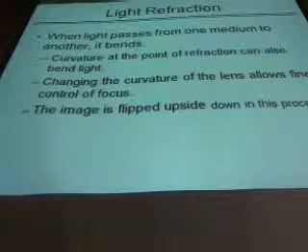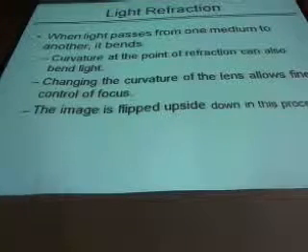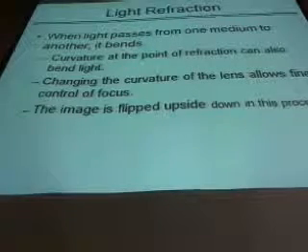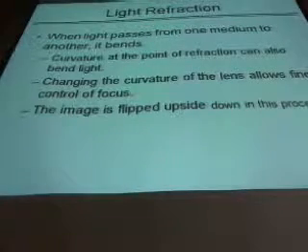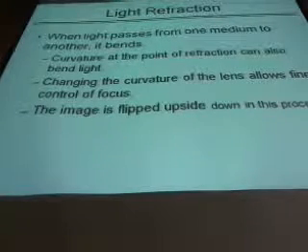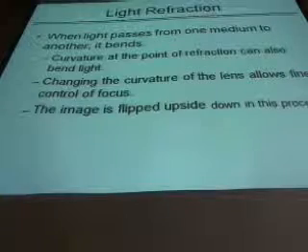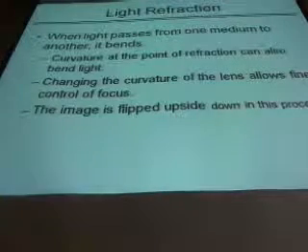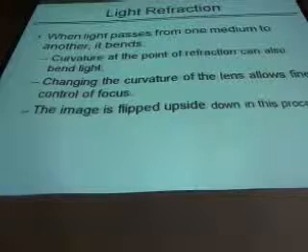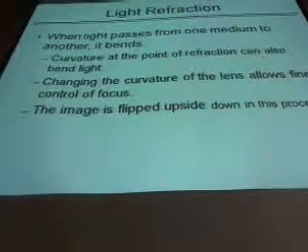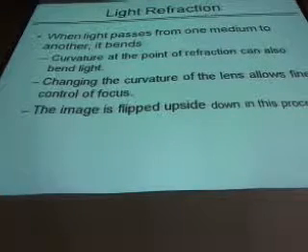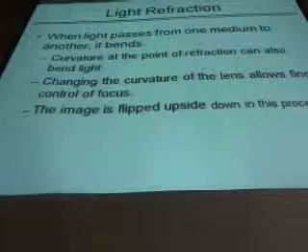As the lens flattens and as you're trying to see something further away, the curvature bends, the refractive index bends, you're able to focus. You need more curvature to see something close, and as long as your ciliary muscles can handle it, you can focus. When you can't, you get reading glasses, because you just can't do it. Changing the curvature of the lens allows fine control of focus.